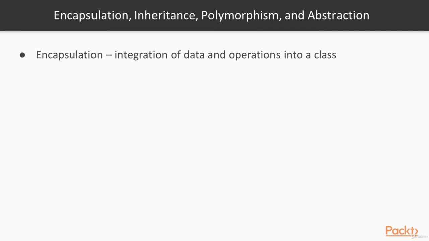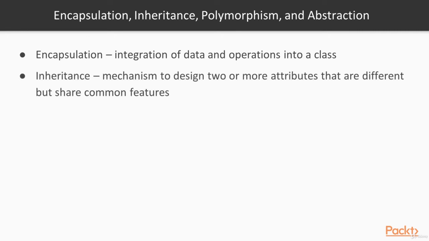Encapsulation is the integration of data and operations into a class, and encapsulation is hiding the functional details from the object calling it. Inheritance is a mechanism in object-oriented programming to design two or more entities that are different but share many common features, for example, fields or methods.